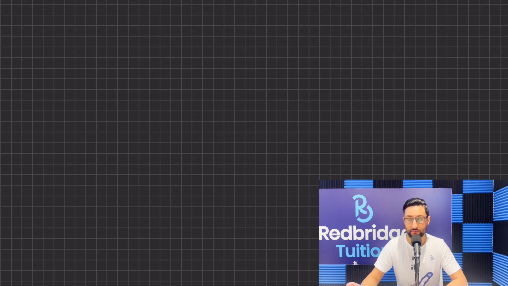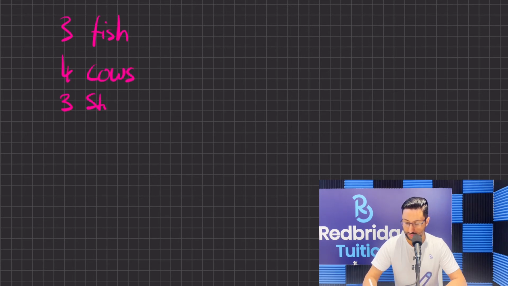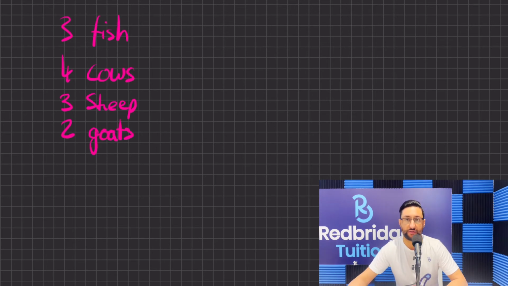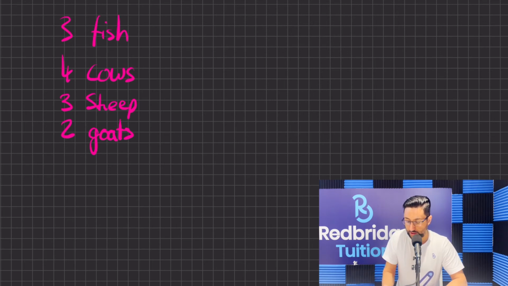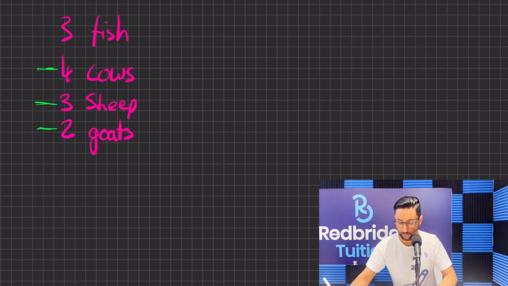Let's say we've got a farm, and this farm has 3 fish, 4 cows, 3 sheep, and 2 goats. I want to find out what fraction of these animals are mammals. So let's just see which ones are mammals. We can see that we have 4 cows. So cows are mammals, we know that. Sheep are also mammals, and goats are also mammals. So we have those 3 animals. The fish, obviously fish aren't mammals. So let's look at the ones that we have.